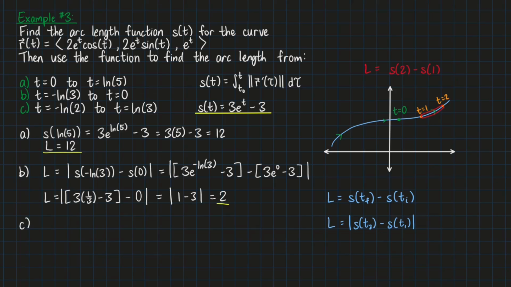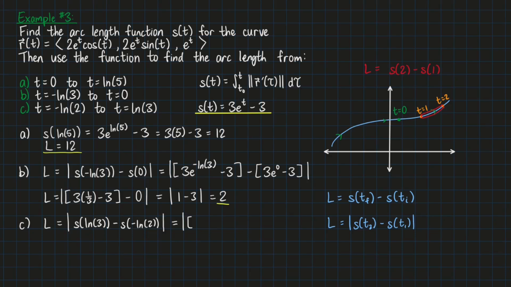And then C asks the arc length between t equals negative ln of 2 to t equals ln of 3. So again, with the absolute value bars, it doesn't matter if we do s of negative ln of 2 minus s of ln of 3 or the other way around. I'm going to do s of ln of 3 minus s of the negative ln of 2. Because ln of 3 is first and it is greater than the negative ln of 2, this difference is already going to compute a positive value, but in general, it's good practice to have the absolute value bars, so it doesn't matter which one you put first.